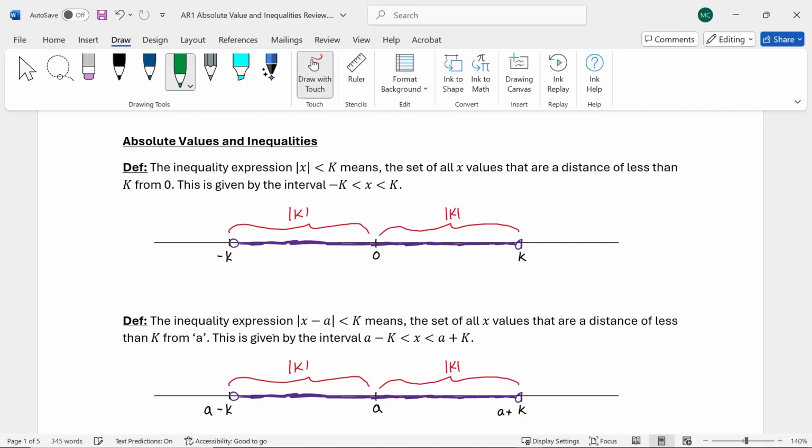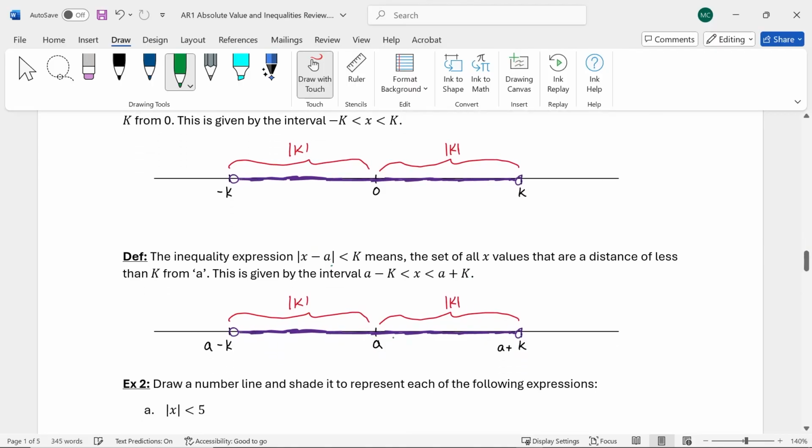Now, if I change that expression slightly, and we look at the inequality expression, the absolute value of x minus a is less than k, that means the set of all x values that are a distance of less than k from a instead of from 0. So this is given by the interval from a minus k to a plus k. So if we take a look here, here's a. I'm allowed to go an absolute value of k towards the right or towards the left. So that'd be like adding k or subtracting k. So that puts us on the interval from a minus k to a plus k.